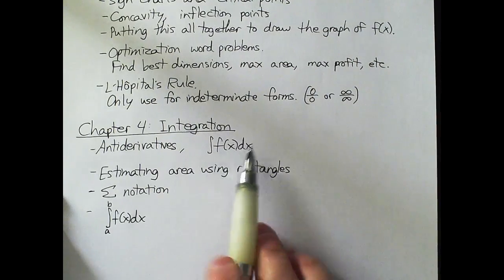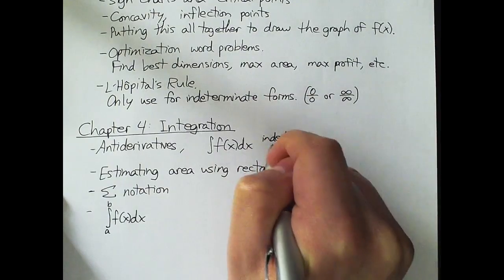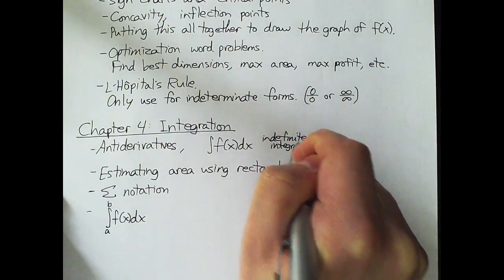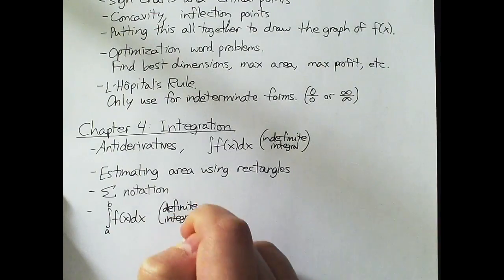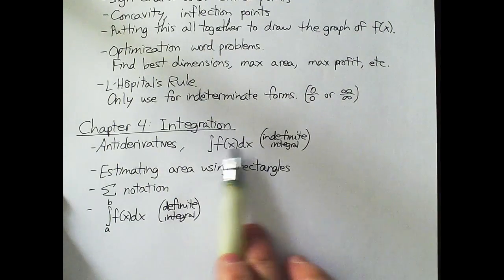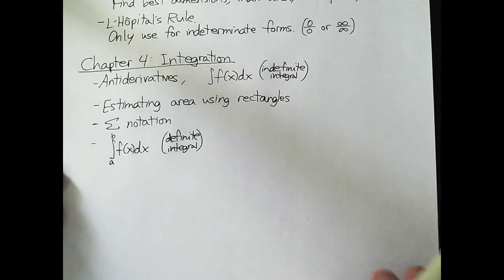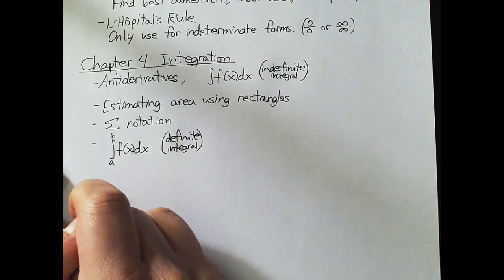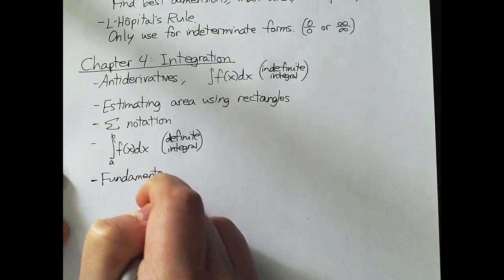So indefinite integral. We use a lot of the same rules, but they kind of represent different things. Indefinite integrals is getting us antiderivatives. Definite integrals getting us the area under the curve from a to b. How are the two related to each other? Well, by the fundamental theorem of calculus.